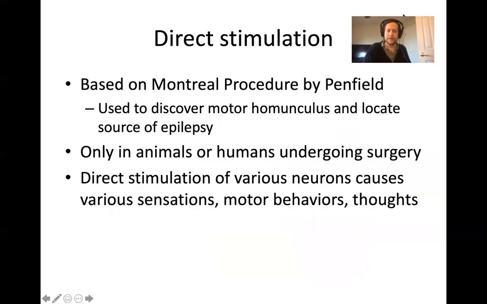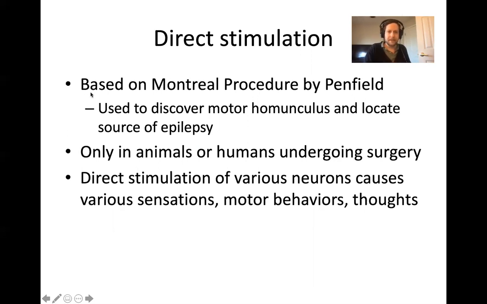So moving on to direct stimulation. This is another method by which you, as a researcher, can influence brain activity, but once again, it's usually only used on animals or on humans who are having surgery. You can electrically stimulate different parts of the brain by basically taking a probe and touching different parts of the brain.